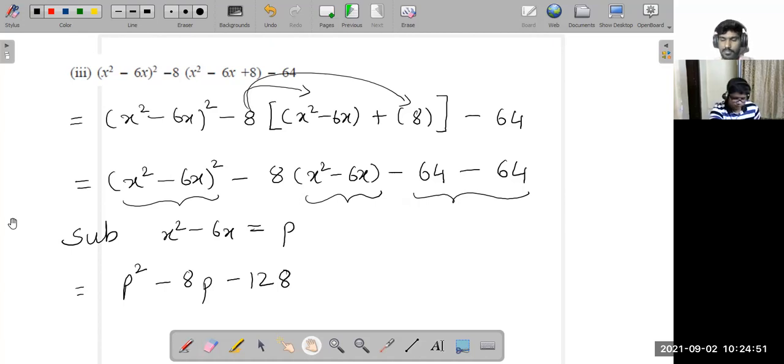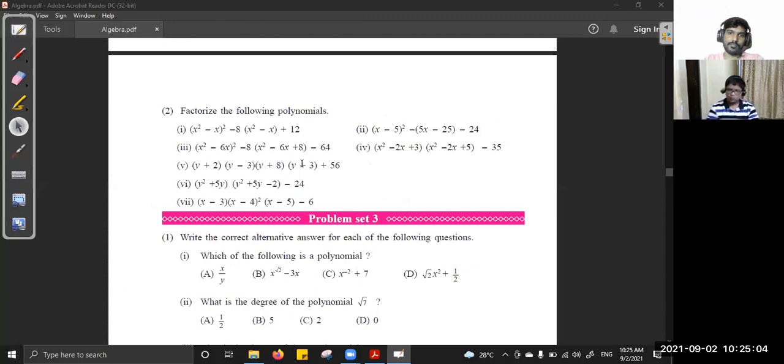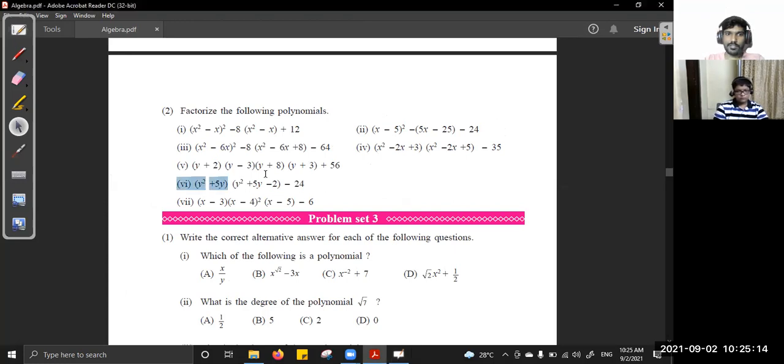Done, sir. Okay, so leave at least 1.5, at least 2 pages, because the sum is lengthy. The 3rd one and the 6th sum are similar. But here you'll have to do bracket to bracket multiplication.